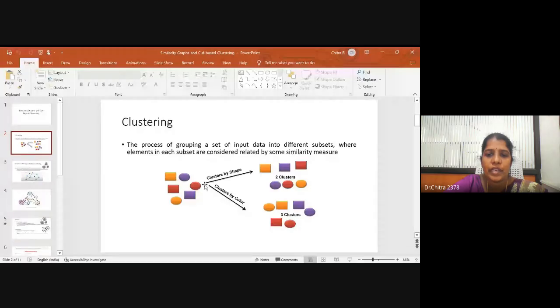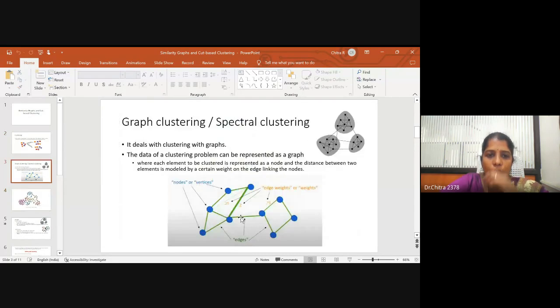Here, a group of data is divided into subsets. For example, consider in this example there are objects with oval shape as well as rectangle shape. Based on the shape, you are clustering them into these two clusters. But based on the color, if you are clustering, it comes under three clusters. Based on the features given by the user, it can be clustered into two or many clusters. And graph clustering is a type of divisive clustering.